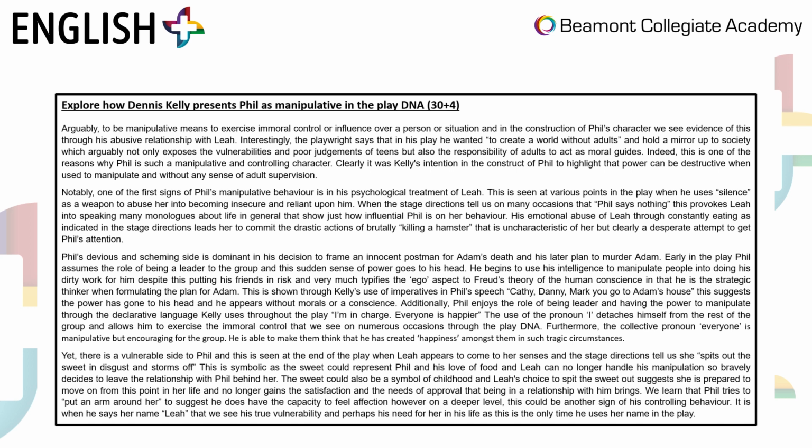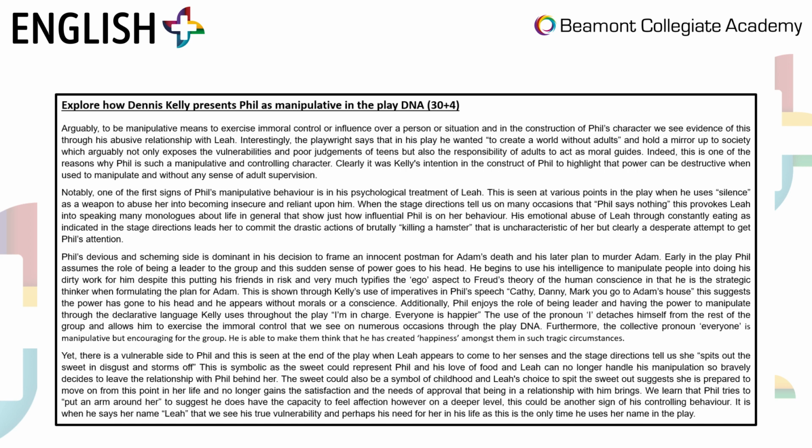But like any literature answer, I want to finish by showing that I understand that Phil is not one-dimensional. So I end with, yet there is a vulnerable side to Phil. Now, grade 4, 5, 6 students might not be able to see that a character is multidimensional, okay? Remember, a character is always a construct. It's not a real person. So they will just see one side of Phil and do that.